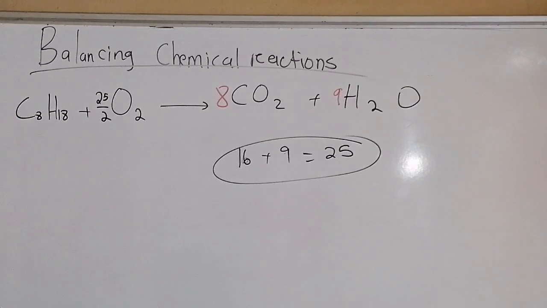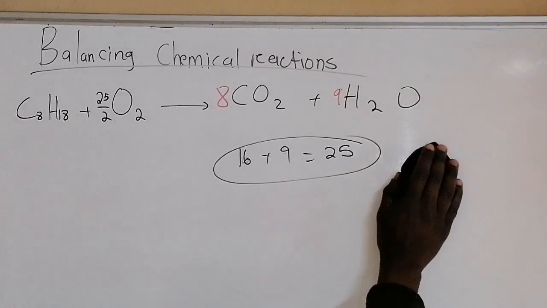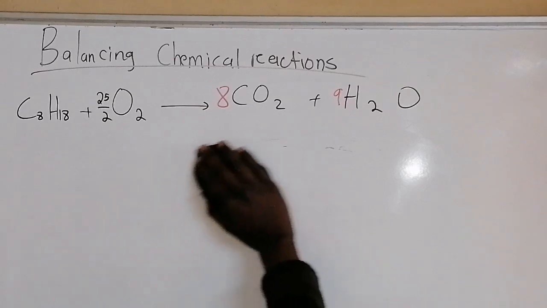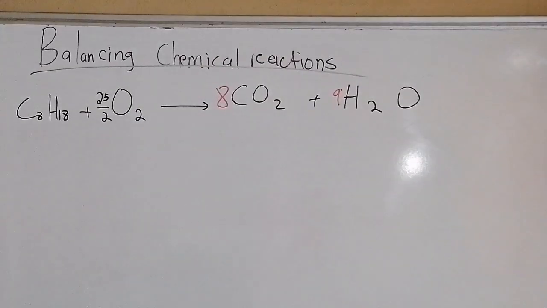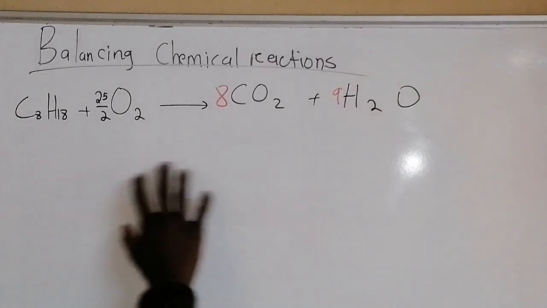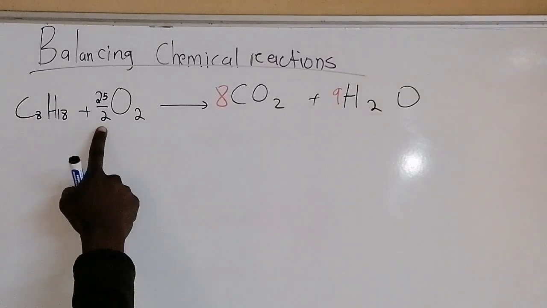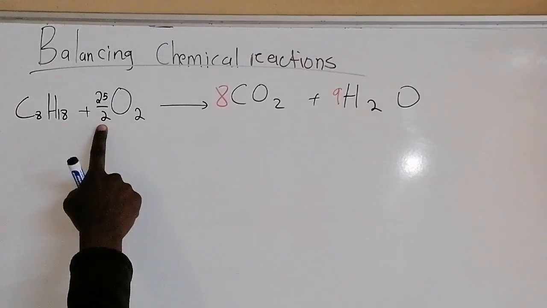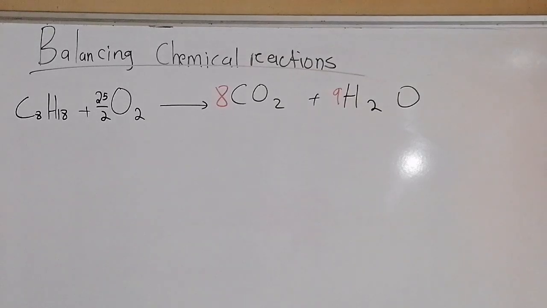Because the number that I can multiply with 2 to get 25 is 12.5, right? And I told you that we're not supposed to write decimals or fractions as coefficients. You don't leave it like this. Therefore, you take the 2, the one that you divided with, and you multiply all of these stoichiometric ratios, or the coefficients, or whatever you are calling them.